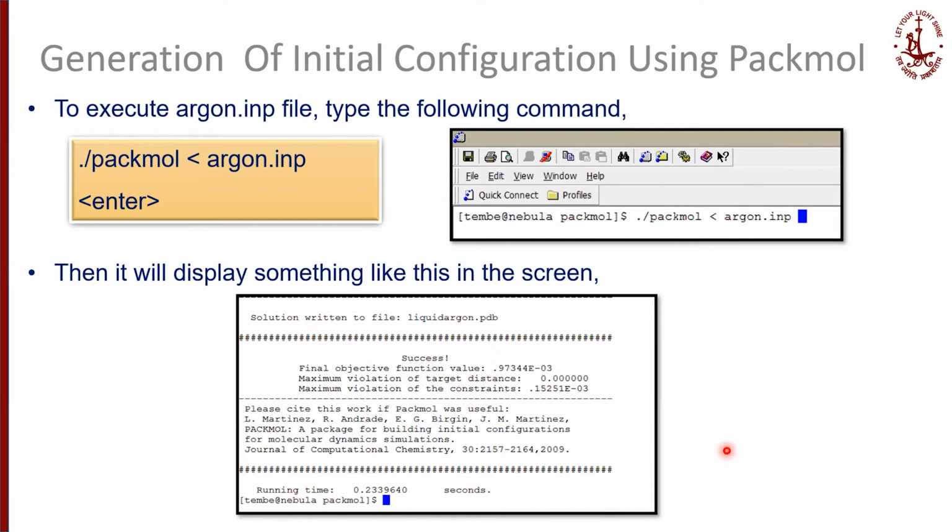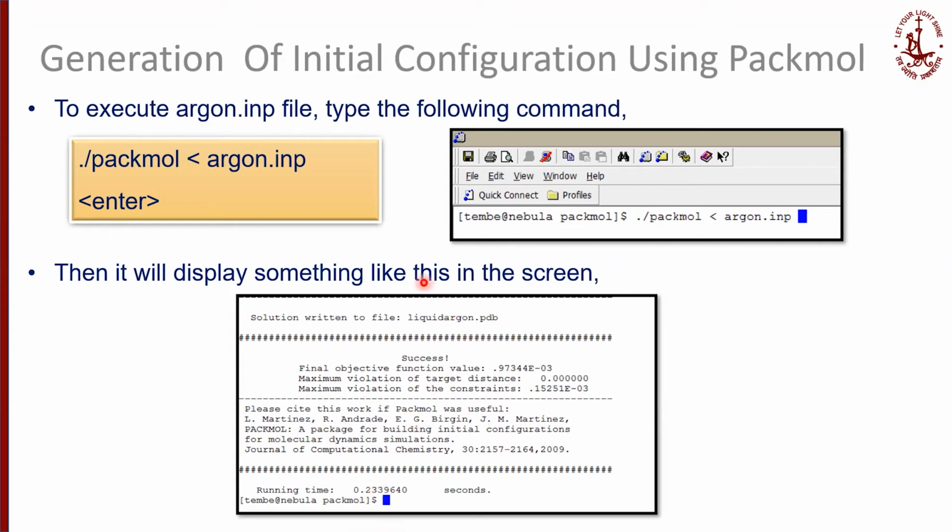Normally PACKMOL executes in a very few seconds, in a fraction of a second, unless something is severely wrong with your file. If something is wrong, it will keep on going and going. When that keeps happening for a very long time, you have to know that something is wrong or missing in your file, or some input format you have given is wrong. That is why it is not working out, so you need to modify it accordingly.